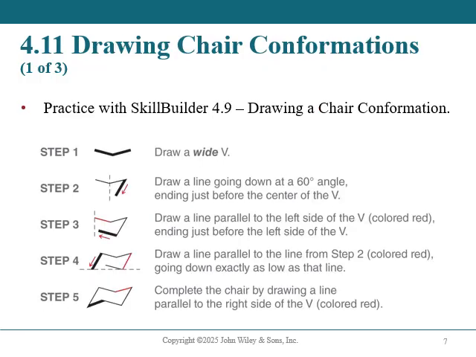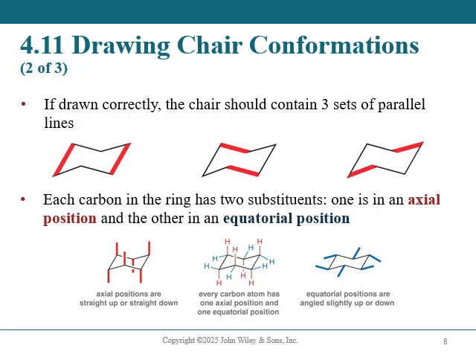Here we have some simple instructions on how to draw cyclohexane in a chair conformation. If you want to follow them, that's fine. If you have a different way of doing it, so long as you arrive at the same structure, that's perfectly okay. If drawn correctly, the chair conformation should contain 3 sets of parallel lines. So these two are parallel, these two are parallel, so are these two.